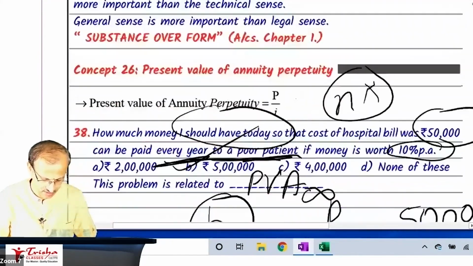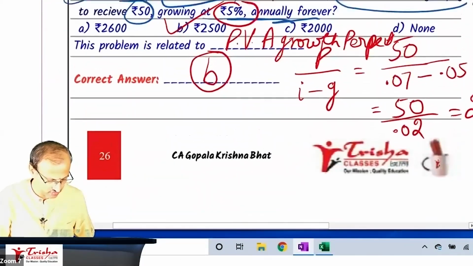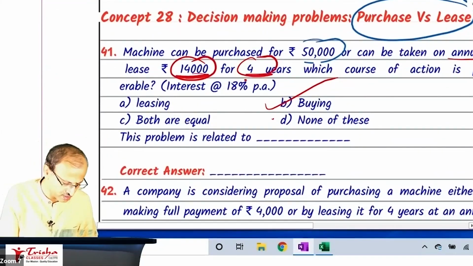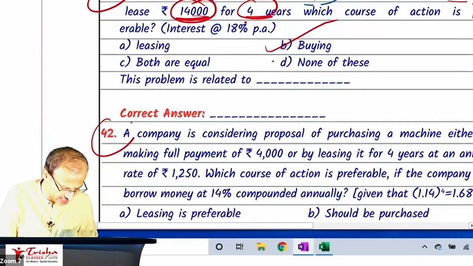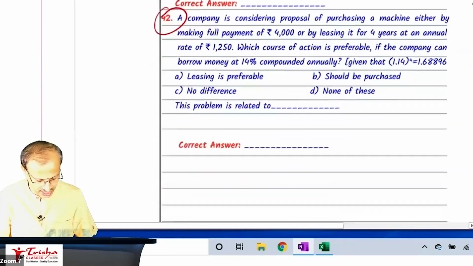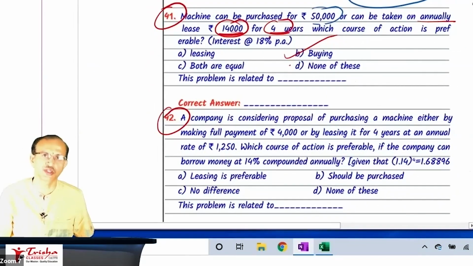Okay, we worked out all this. We worked out the 41st question. You all have to work the 42nd question, which is similar to the 41st question, and you come back. Next, I will discuss more interesting concepts involved in this decision making.